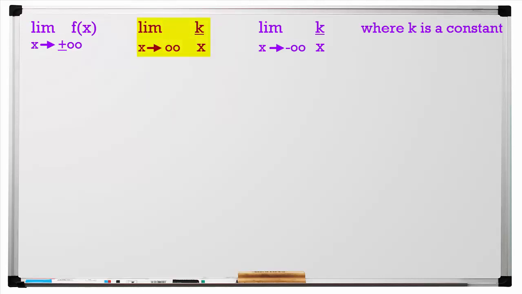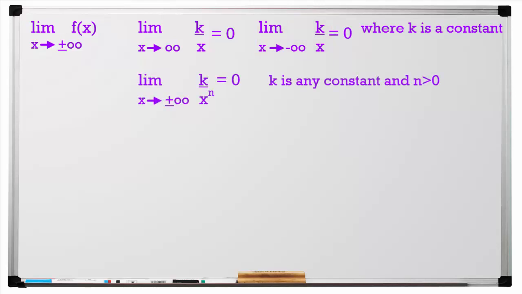Well, for the first limit, as x gets larger and larger, the value of k over x goes to 0. To see why, just divide some number on your calculator by a really big number. Similarly, choosing x to be a larger and larger negative number for the second limit results in k over x going to 0. So both of these limits equal 0. In fact, the limit of k over x to the n as x goes to positive infinity or negative infinity equals 0 for any constant k and any number n bigger than 0.